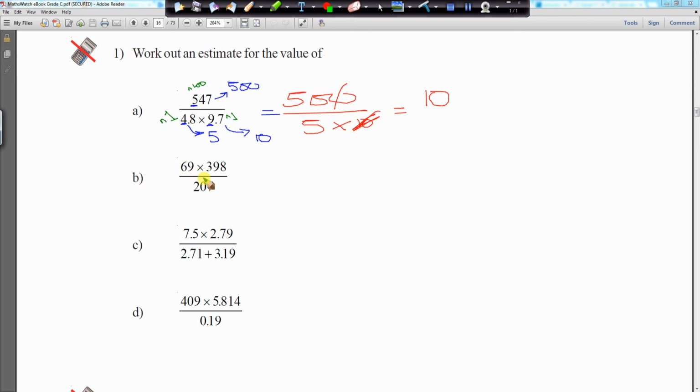Right, let's have a look now. We've got 69 times by 398. So again, 69, the highest place value is, that's our tens. So we can round this one to the nearest 10. 398, the highest place value is the hundreds: units, tens, hundreds. So we can round this one off to the nearest 100.